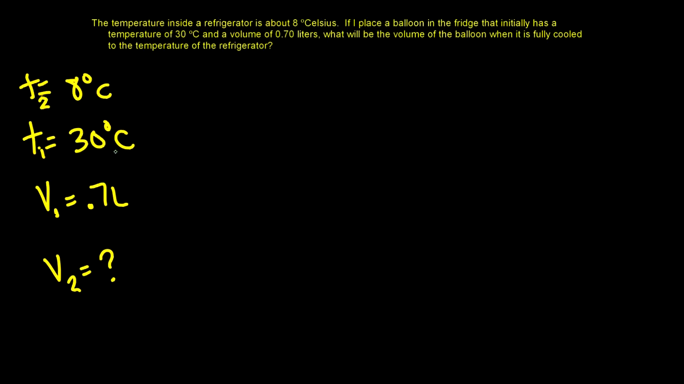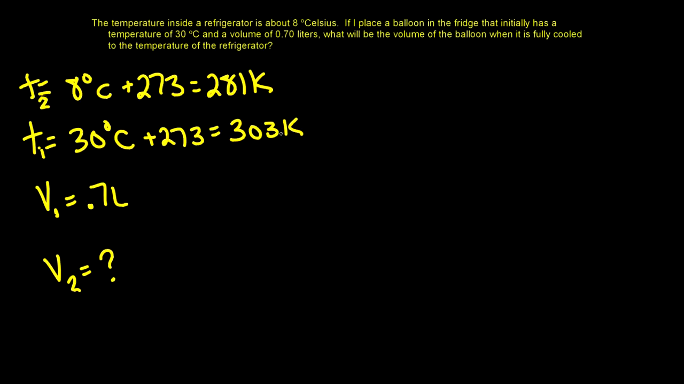Alright, next thing I need to do is convert these degrees Celsius to kelvins, because our formulas can't use degrees Celsius. The way you change Celsius to Kelvin is very simple. You just add 273. So 273 plus 8 is going to be 281 kelvins. 30 degrees plus 273 will be 303 kelvins.